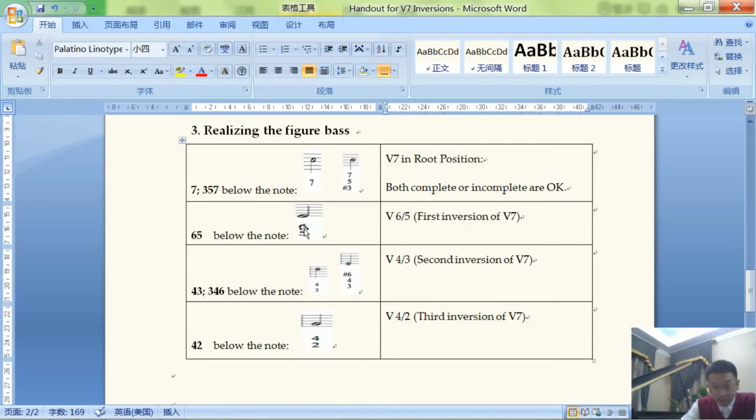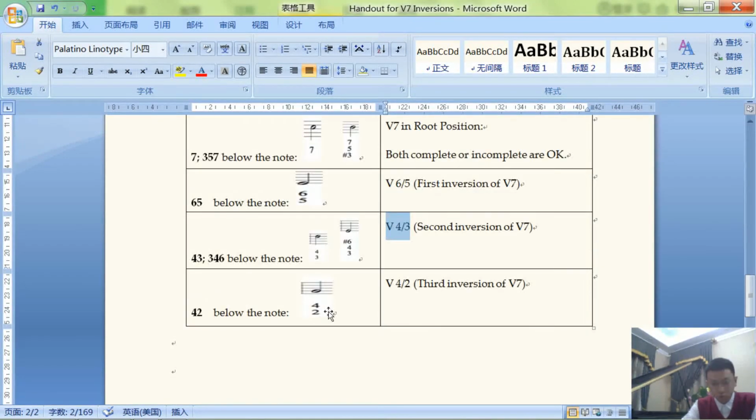If you see a 6/5 chord, it is automatically a 5/6/5 chord. If you see something like 4/3, like 6/4/3 below the note, it tells you this is a 5/4/3 chord. Also, if there's a sharp or a natural below the note, it tells you that it's an accidental, maybe raising up the leading tone. The last one, 4/2, is just the third inversion of the 5/7, which will be 5/4/2.